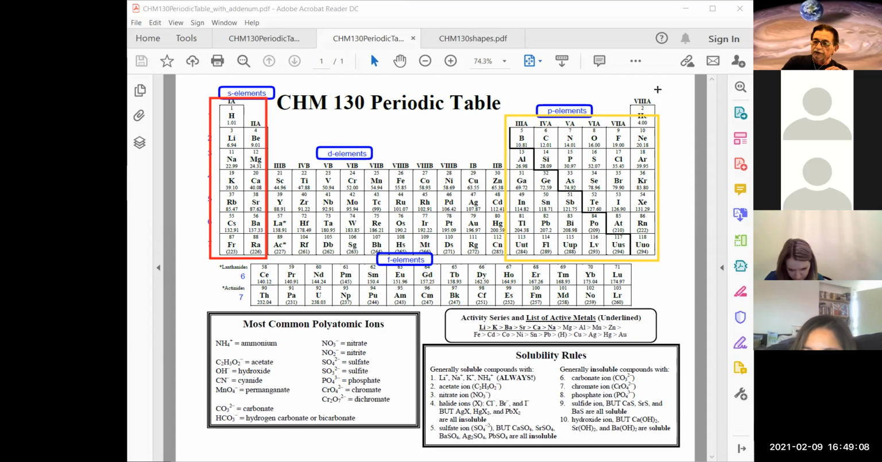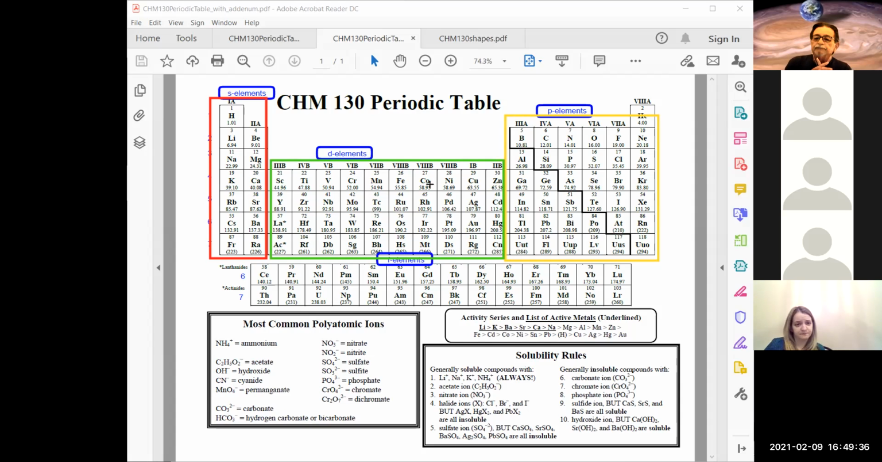All right. Let me do a different color so we can make sure we don't confuse anything. Now, within what I've highlighted here, starting with the 3B, going across here, think of those guys as the D elements. All right. Now, how many columns do you see there? How many? 10. Okay, exactly. So I'm going to rehash. The S elements, 2 columns. The P elements, 6 columns. The D elements, 10 columns.